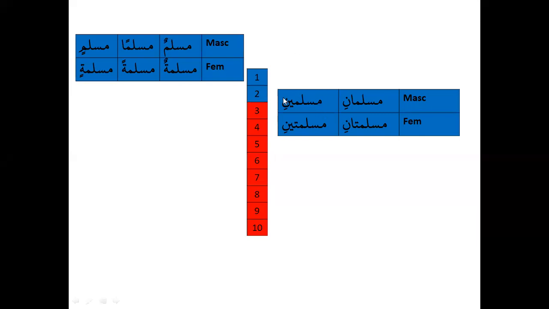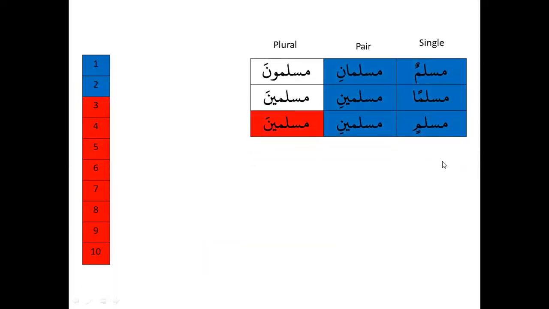So when you are writing 2 as Madud, you will have 4 variations. Over here, you had Rafa, Nasab, Jar, 6 variations. In 2, you have 4 variations because your Nasab and Jar look the same. So this is your 2. For 3, you only have 2 variations because your Mudaf ilayh, first of all, is going to be Jar, and second of all, it's going to be plural. So your Mudaf ilayh from 3 to 10 will never be singular. It will always be plural. Please remember that.